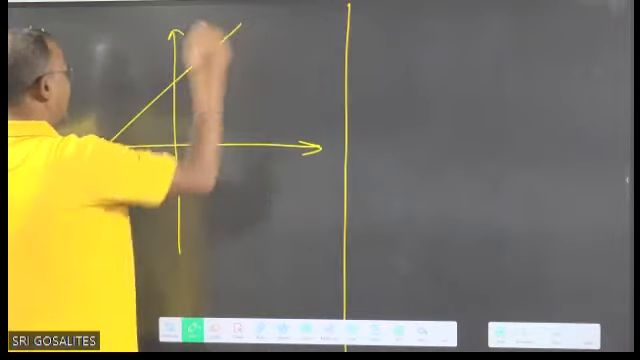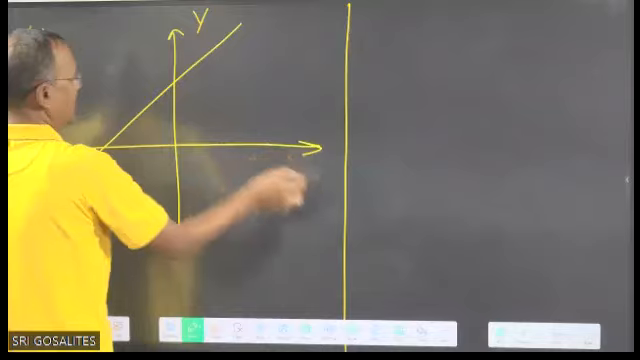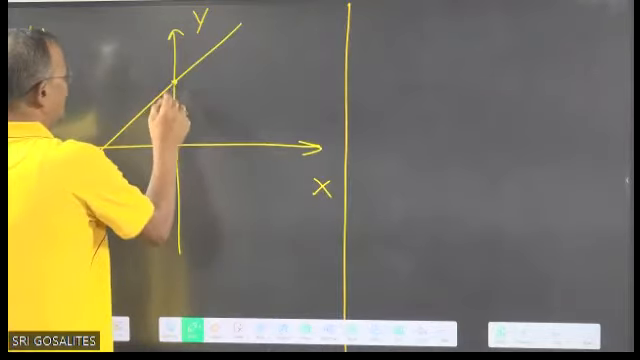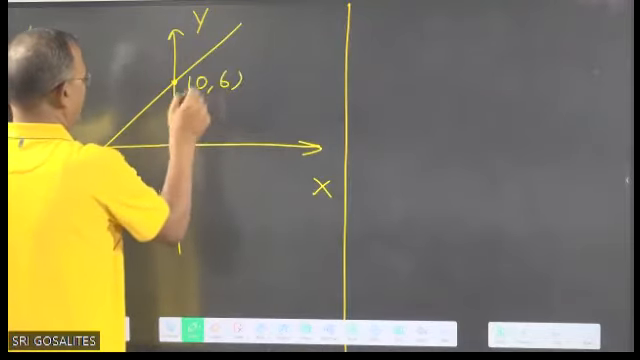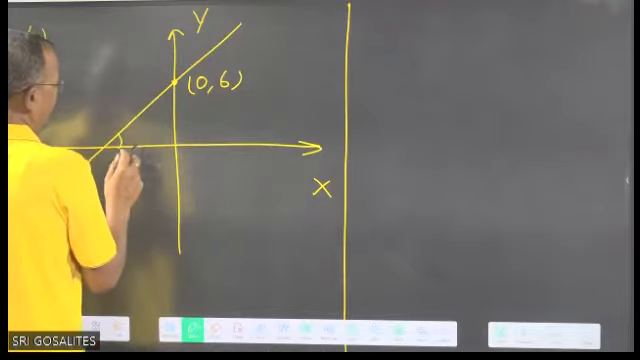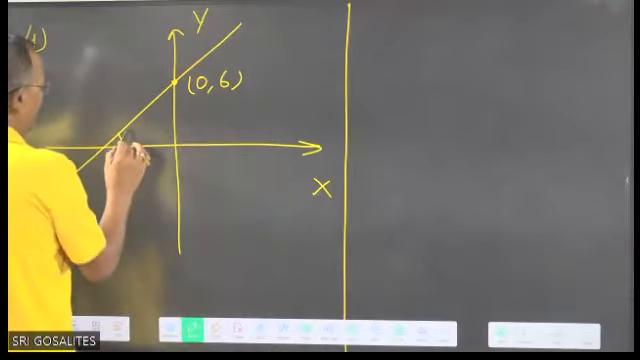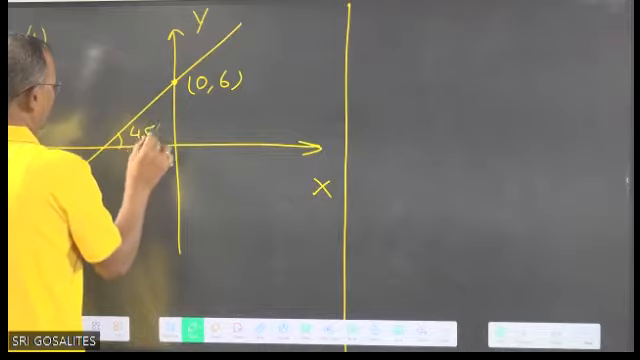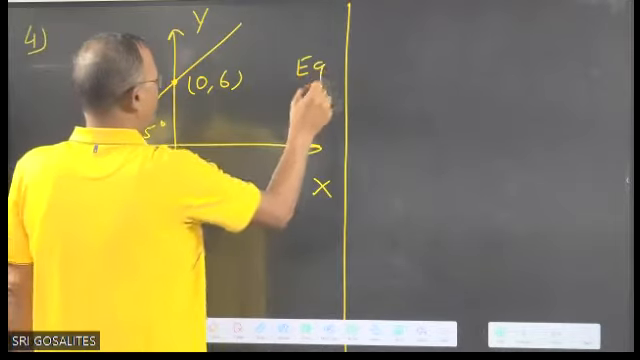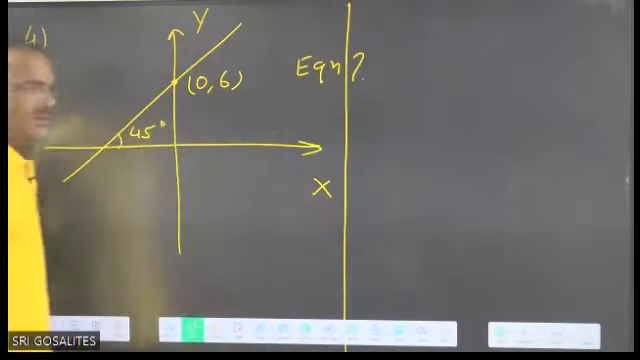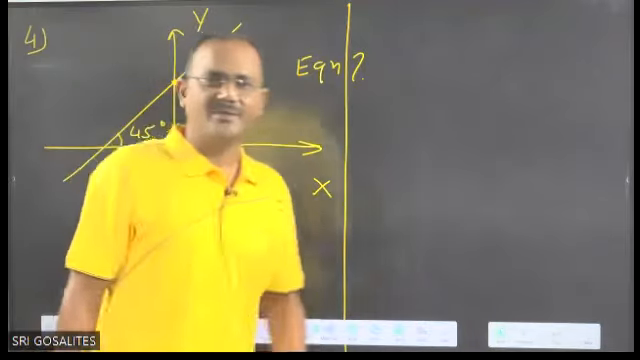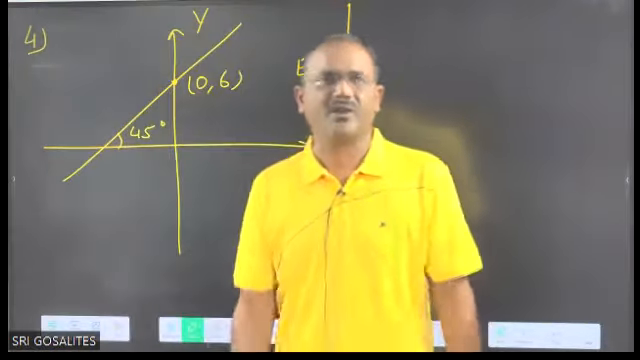Suppose this is a line. I have a line in a Cartesian system which is passing through the coordinate (0, 6) and making an angle of 45 degrees. Tell me its equation. Come on, practice more. The more you practice, that is good for you.